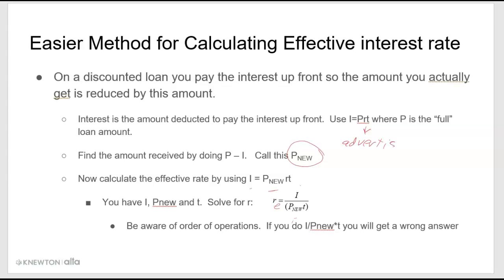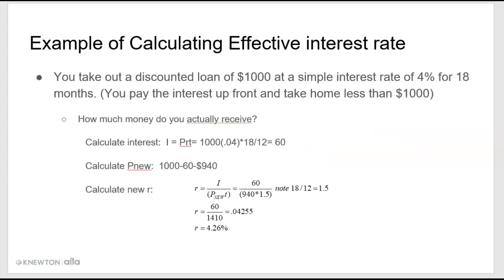But really, how much interest did you pay since you paid it up front? You didn't really borrow as much money as you think you did. So you have to be careful to put this P new times T in parentheses. I warned you about that before. So let's do an example. That's maybe the best way to explain this.